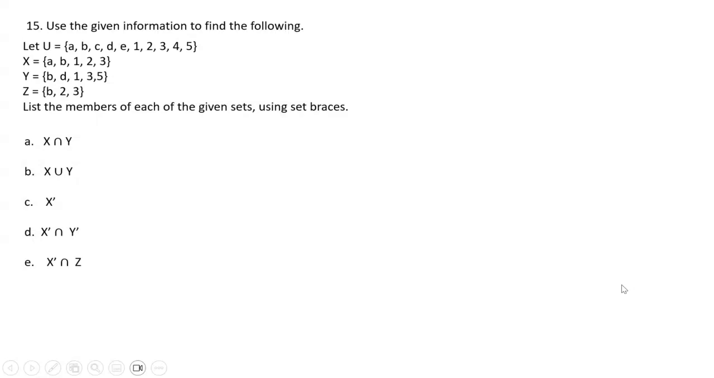Now comes number 15. Number 15 is finding the intersection and the union and the x complement. So in this case, we know that we need to find the x complement and the y complement. So let's put them here on the right. This is the set x. Now the complement of x is going to be C, D, E, 4, 5.